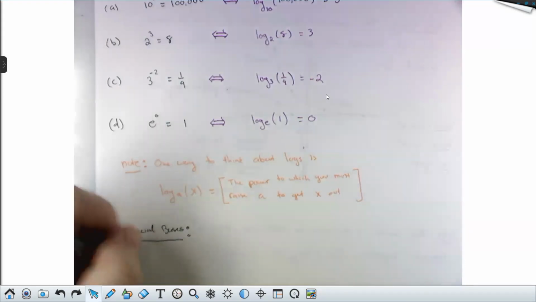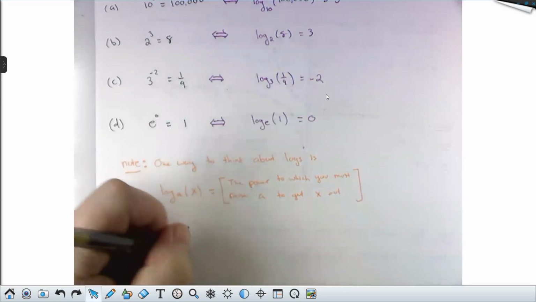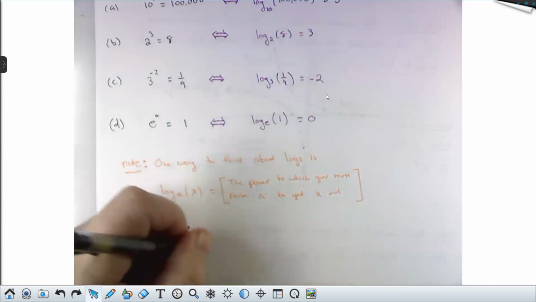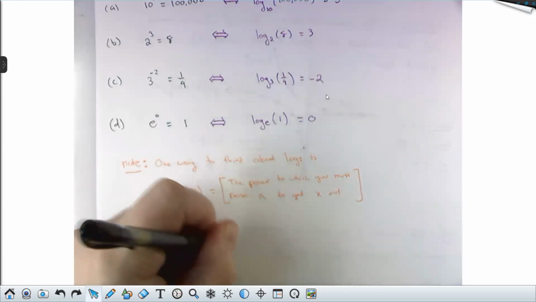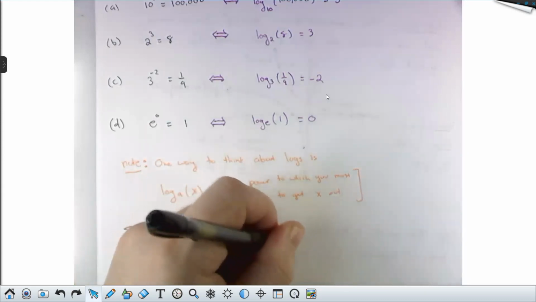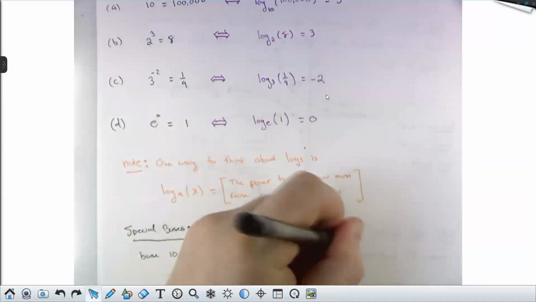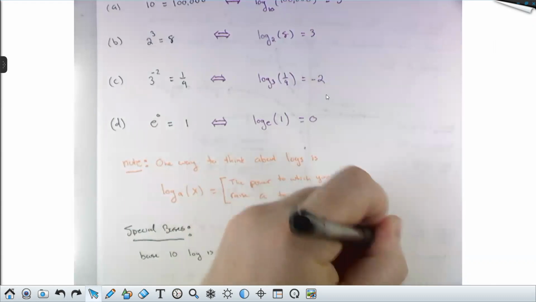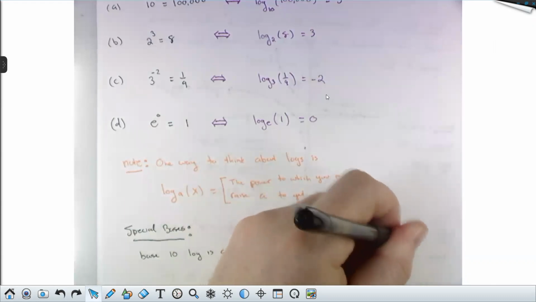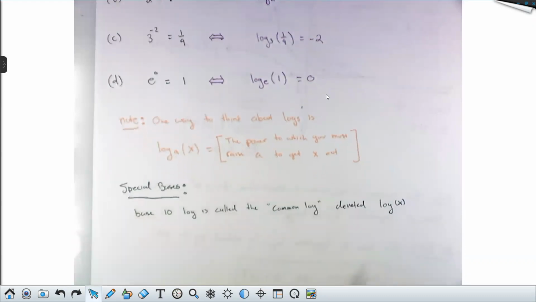If you're using the base 10, the base 10 log is called the quote common log. And it's denoted by just log of x with no base written. So if you see log with no base here, that means the base is 10.